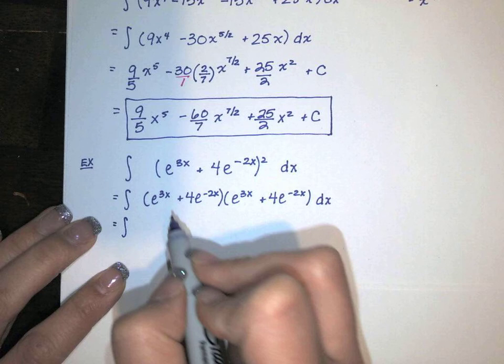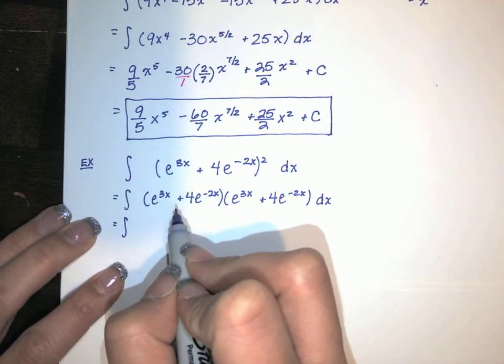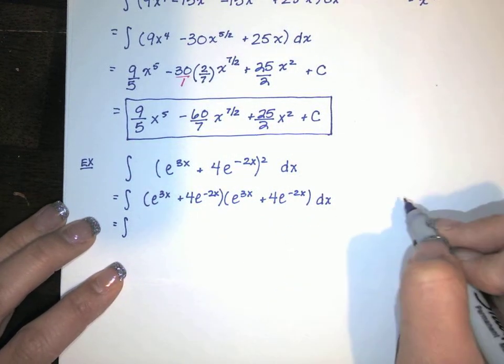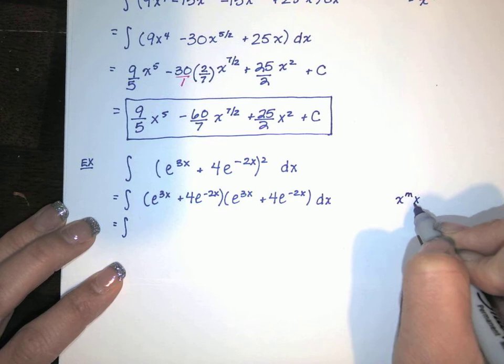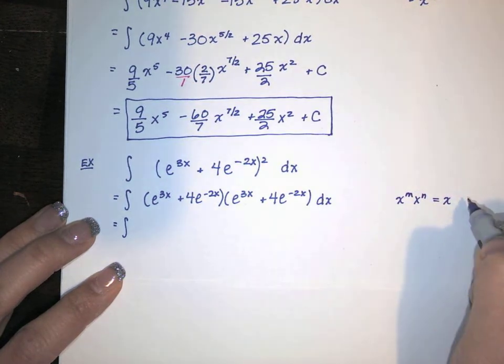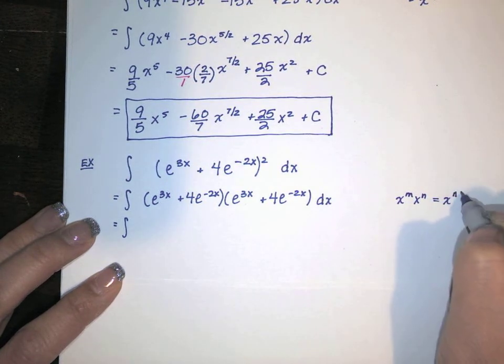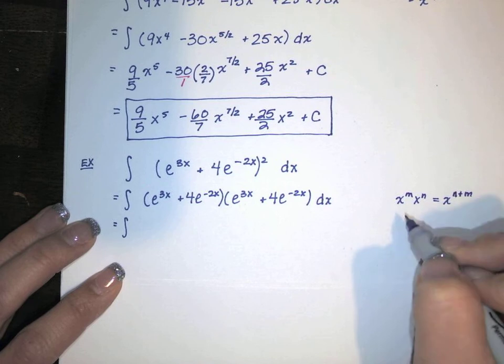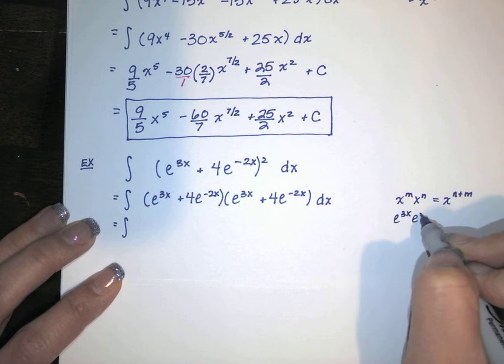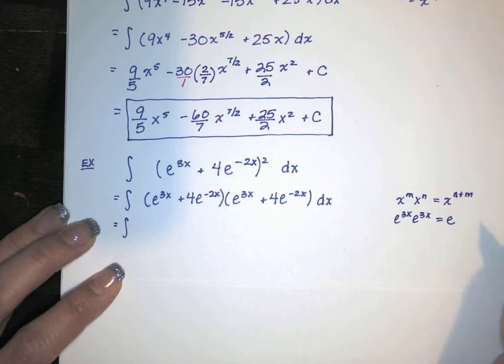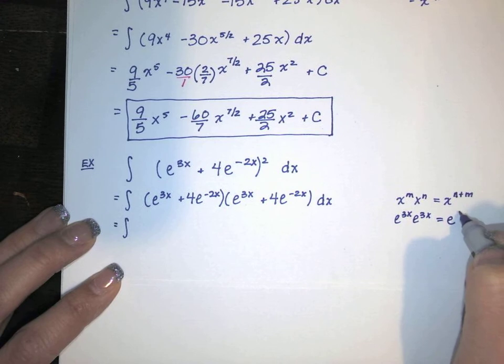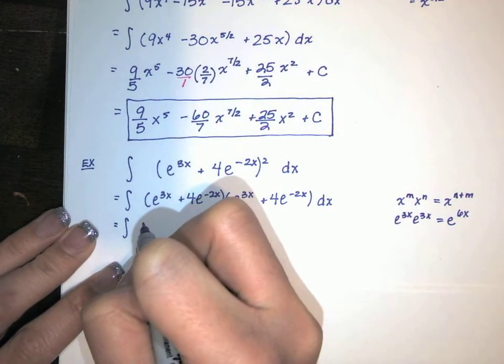Okay, first times first. e^(3x) times e^(3x). It's that same rule from before. I know it looks different because of the e's, but if those bases are the same, you just add the exponents. So if I have e^(3x) times e^(3x), keep the base, add the 3x and the 3x, so you get e^(6x).